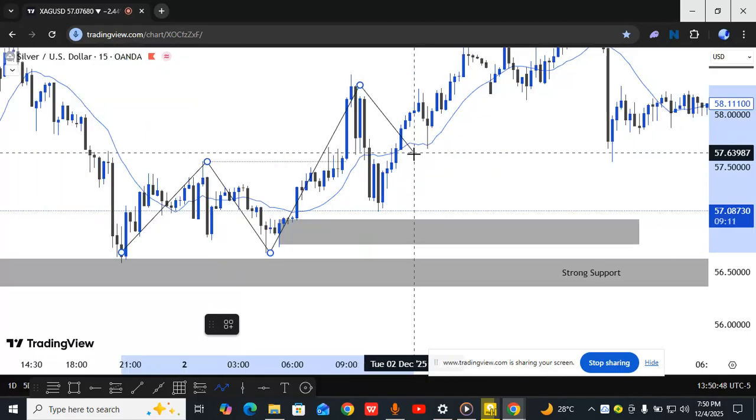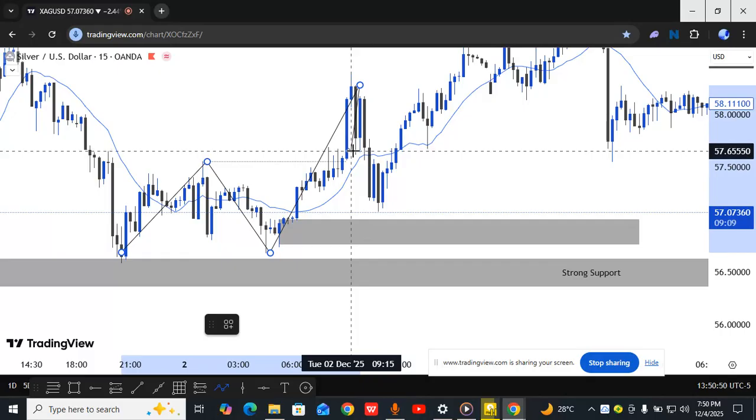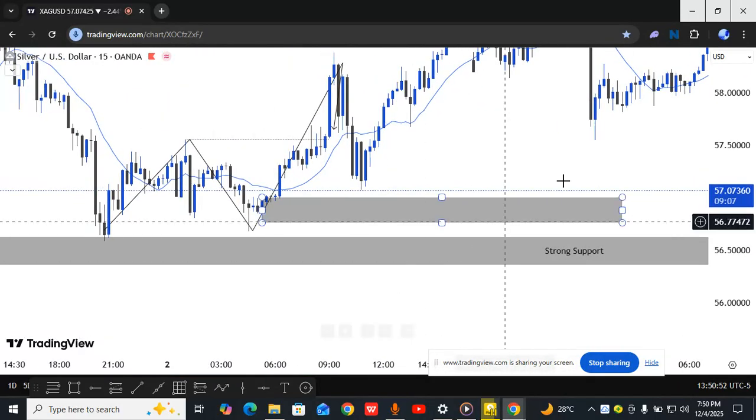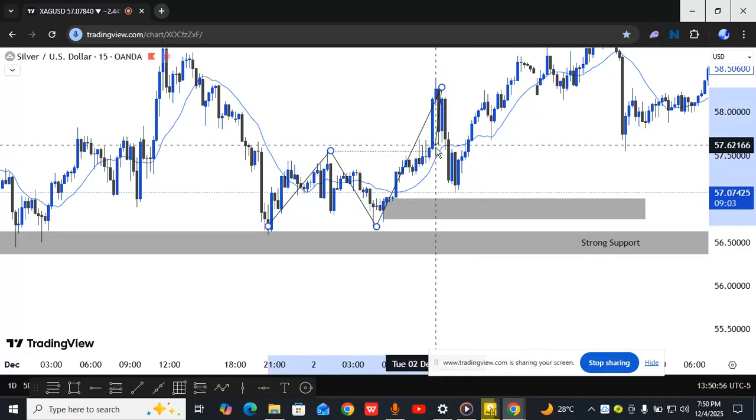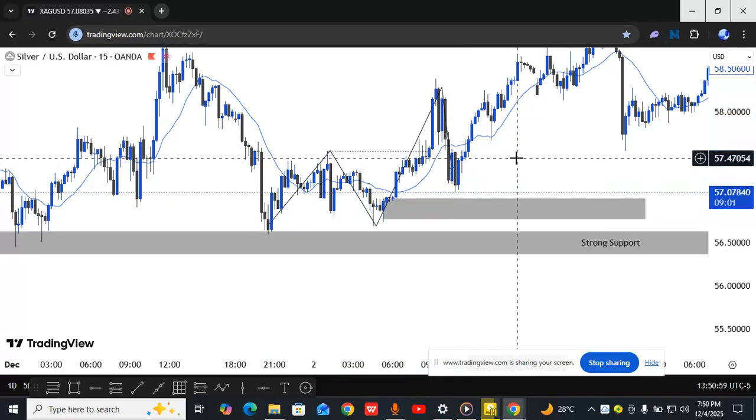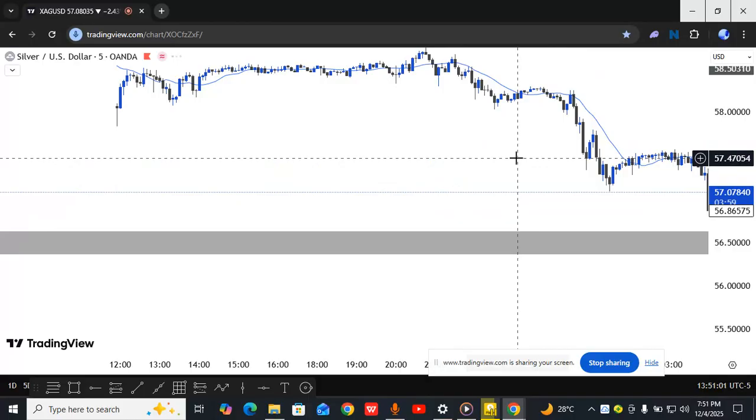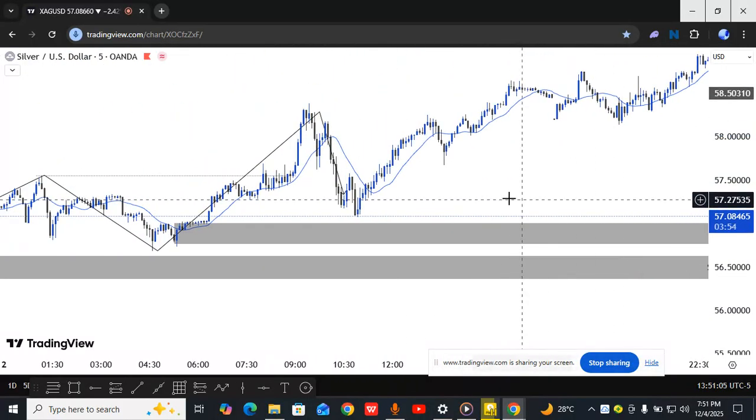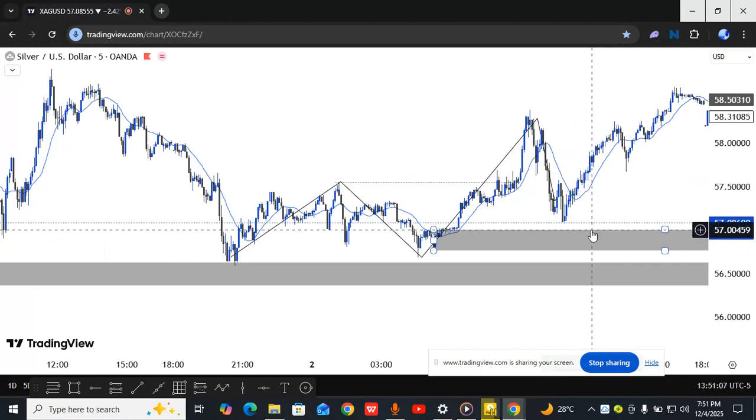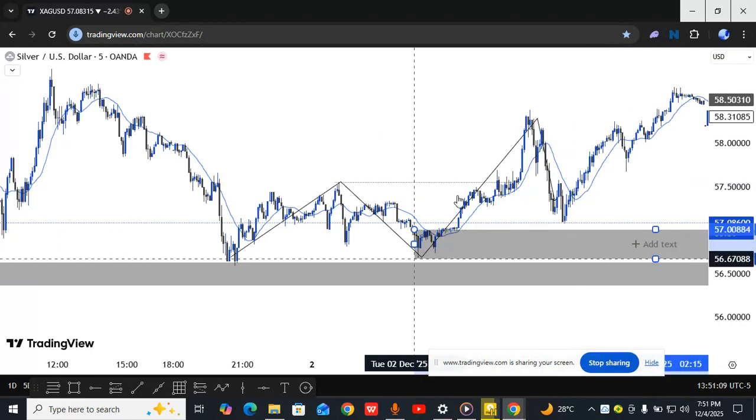How do you now identify the external liquidity here? Remember I told you how to identify the external liquidity, right? Now how I did that was going down to a smaller time frame. And if you go down to a smaller time frame, let's see what price did there. This was the demand zone where the entire move started.